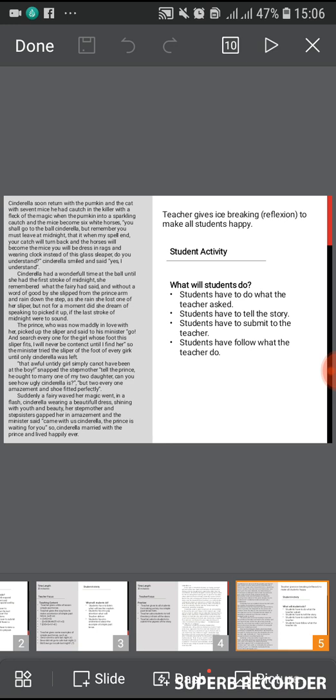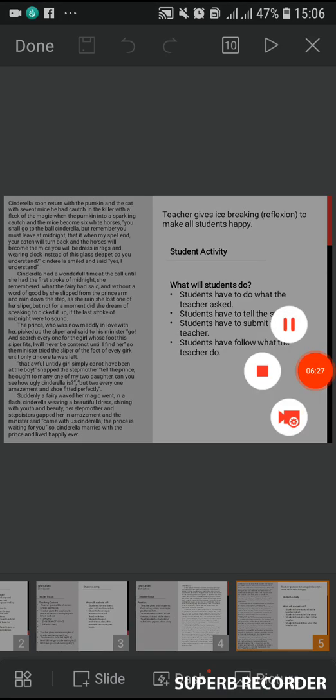And for this last one, the teacher gives an ice-breaking reflection to make all students happy. All right. And student activity. What will students do? Students have to do what the teacher asks. And for the second one, students have to do storytelling. Of course, here it is needed very much by us.